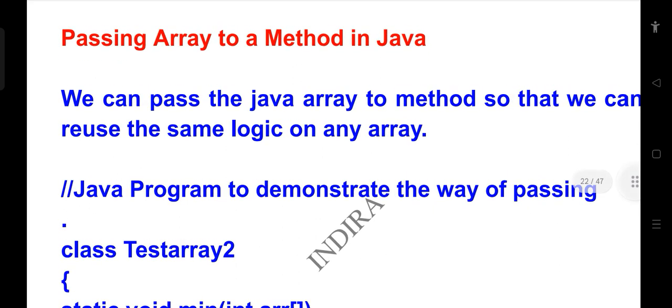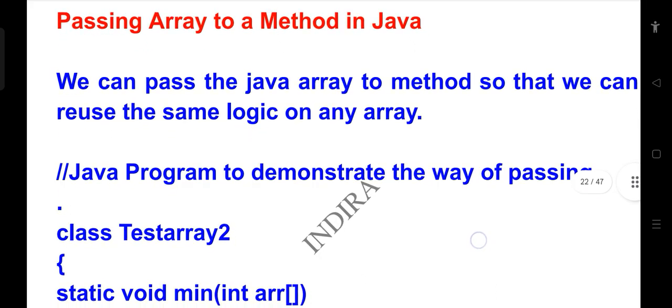So up to here we completed Java arrays, that means definition, program and syntax. Now, passing an array to a method in Java, that means passing a Java array to a Java method.